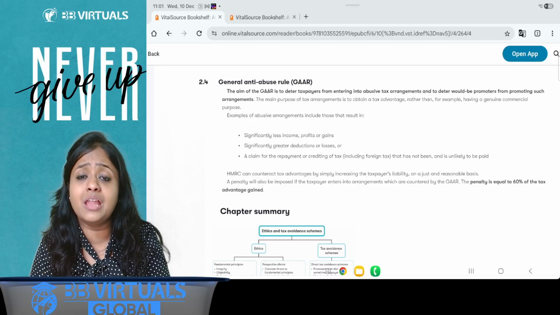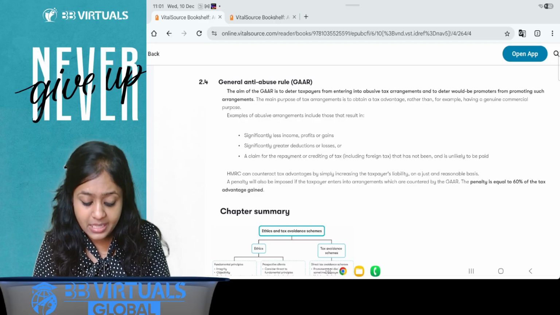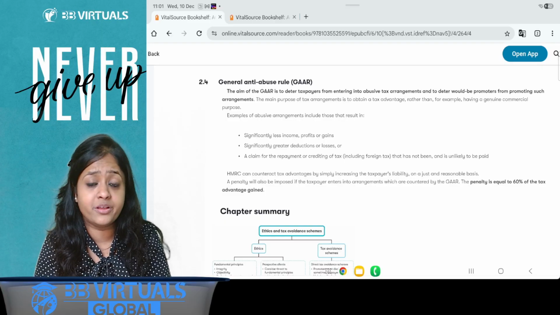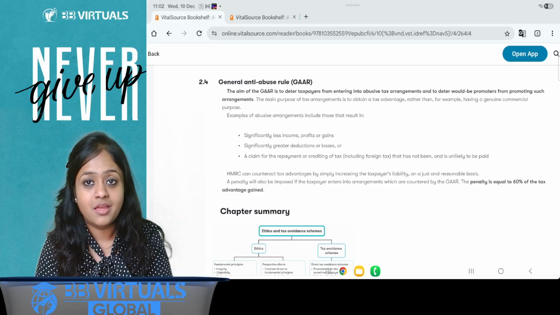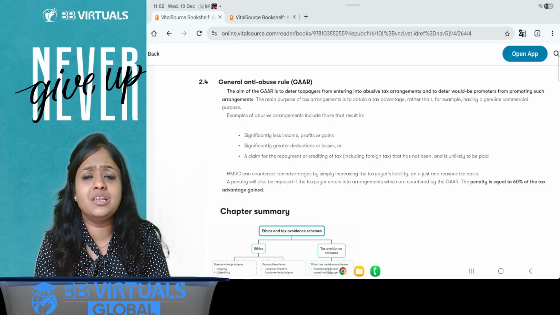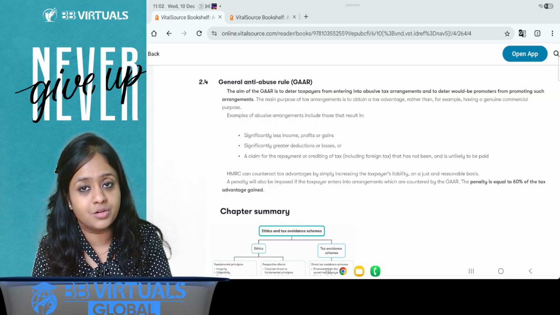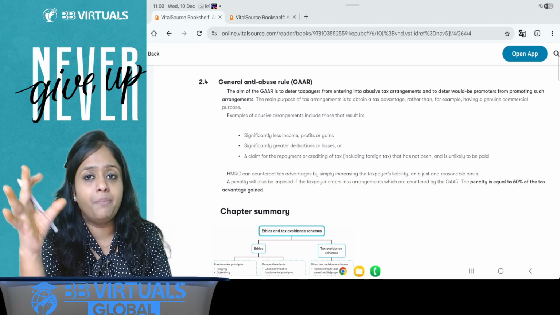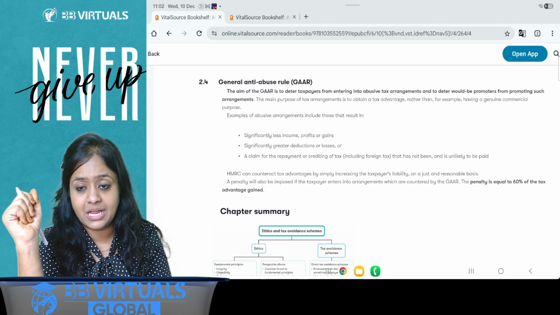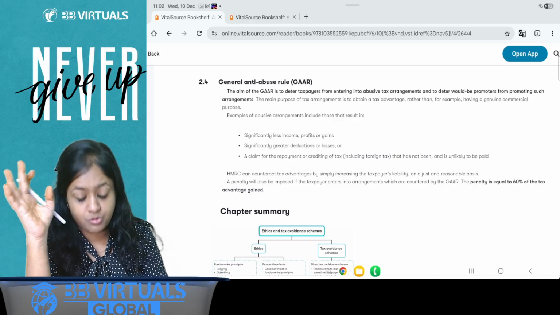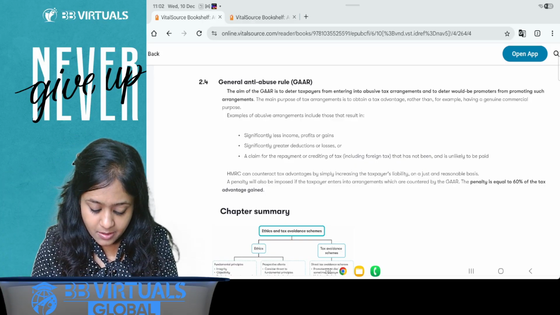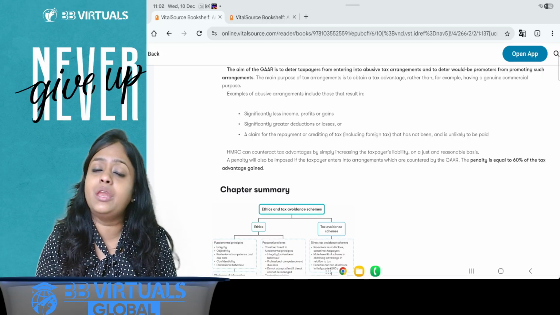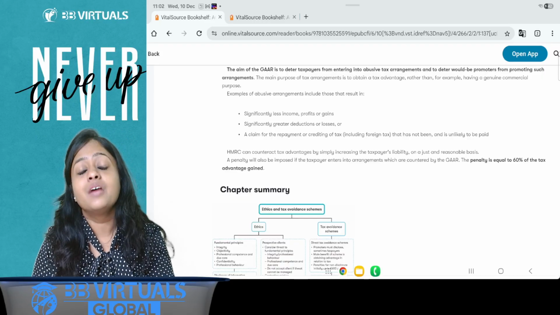So the general anti-abuse rule says this is not correct, and hence it should be avoided. It should not be done because here we are trying to have significantly lower income or significantly higher expenses, right? So this is not allowed, and this is generally not acceptable. Hence, it should not be promoted either. It simply means that the taxpayer should avoid being a part of abusive tax arrangements, and the promoter should also not be promoting such schemes. One of the other GAAR points can be when you're showing a significantly high amount of losses, and these are fictitious losses. This is just to evade tax.